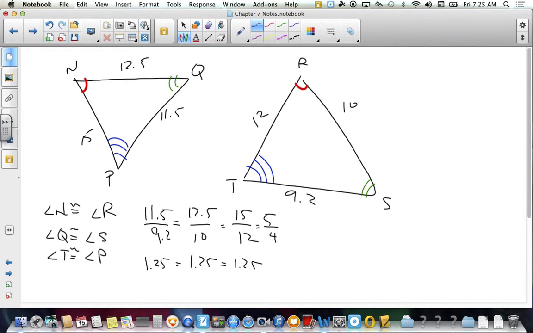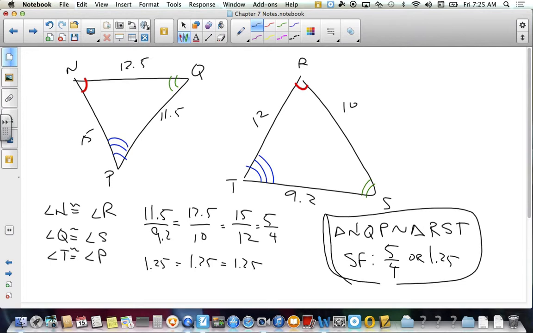Okay, 5 over 4. So we want to make our similarity statement. So triangle NQP is similar to triangle RST. The scale factor then is 5 over 4, or 1.25. Okay, that's our scale factor. So this is the answer we're looking for. So are they similar? Yes. All the angles are the same. They all have the same ratios. So we can make this similarity statement here. Okay, once we make that similarity statement, then we also want to be able to write down what the scale factor is.